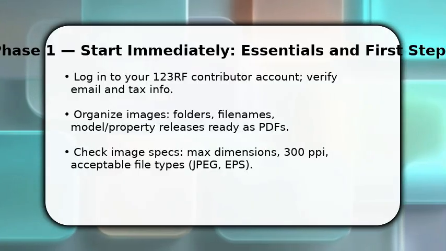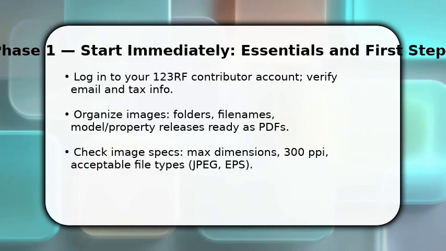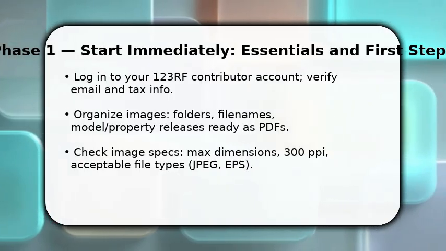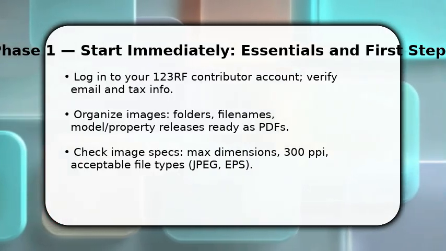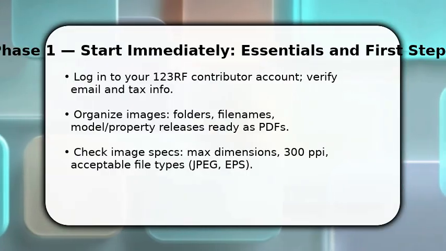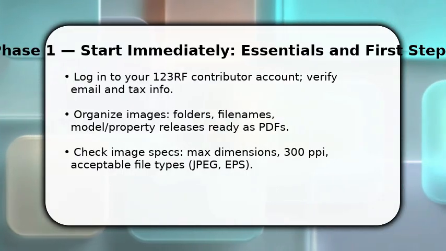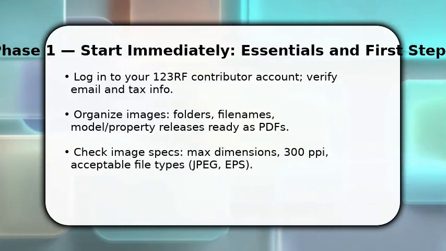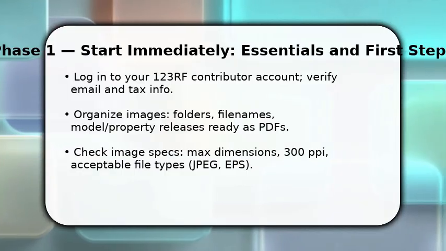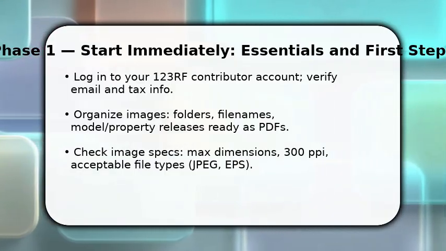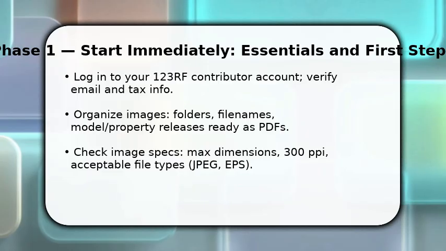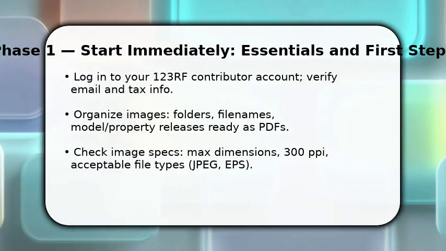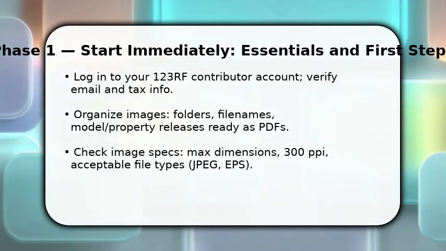You start by confirming your 123RF contributor account is active and all verification steps are complete. Once done, gather your images and any model or property releases. Make sure releases are scanned as PDFs. Next, check each file meets 123RF technical requirements, dimensions, 300 ppi resolution, and allowed formats, because this prevents upload rejection.